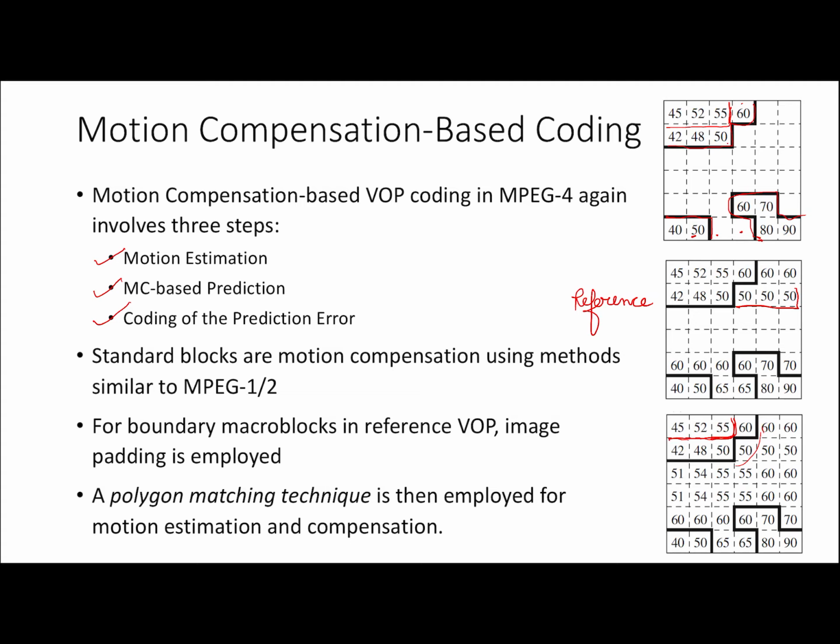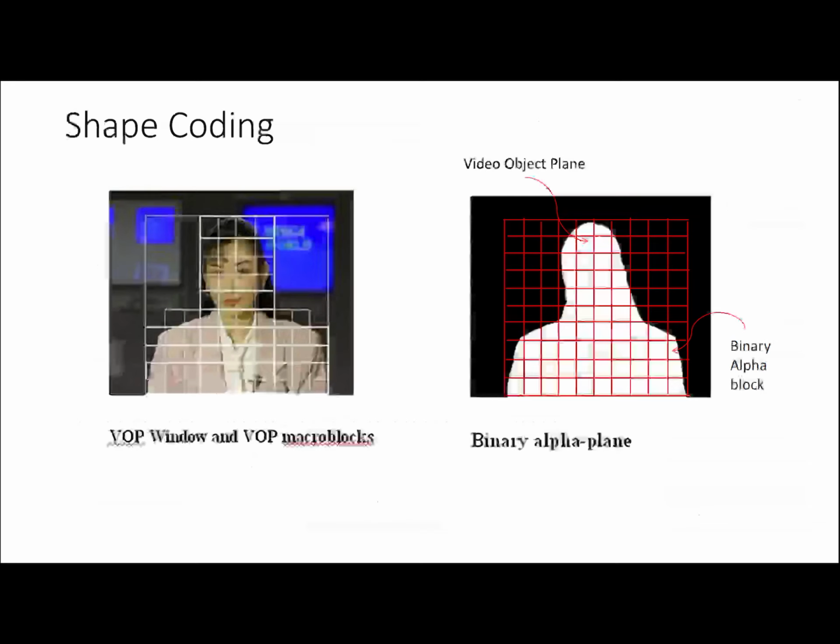So as discussed earlier, based on the motion estimation and compensation philosophy, three types of VOPs can be defined: IVOP, PVOP and BVOP, on the basis of whether I have no reference frame, or I am predicting on the basis of the previous reference frame, or using both future and previous VOPs.